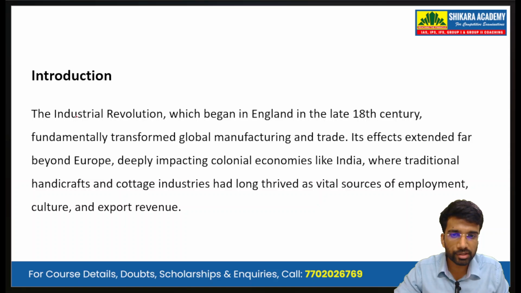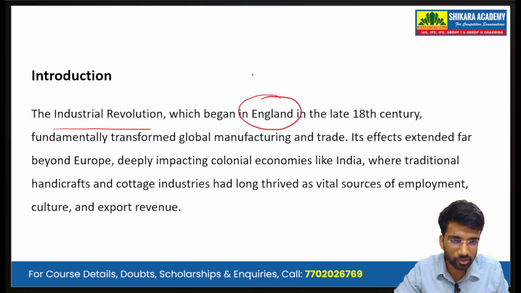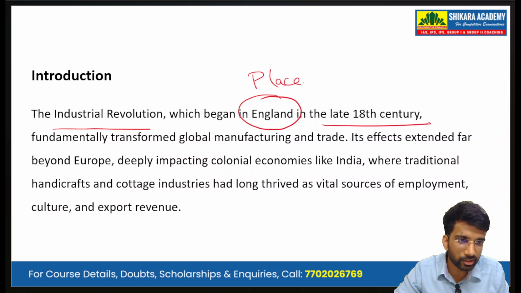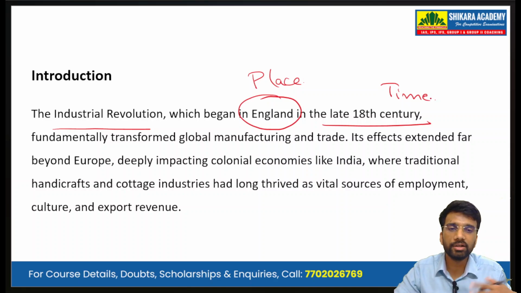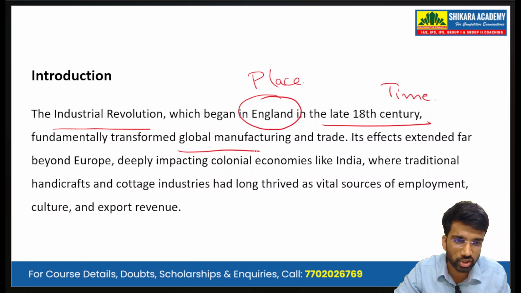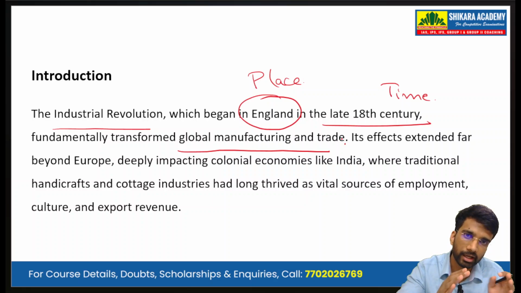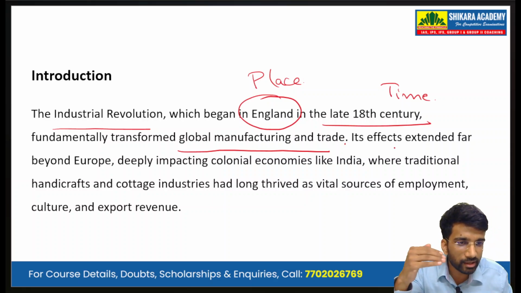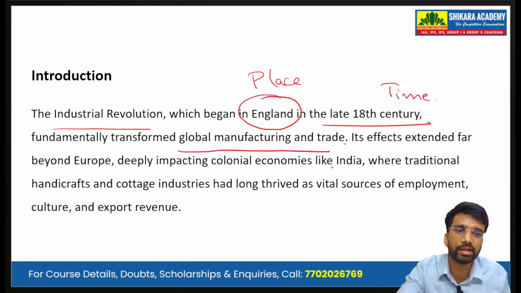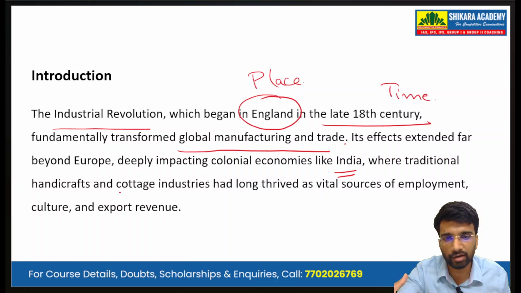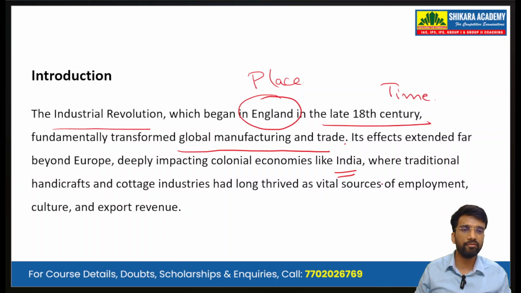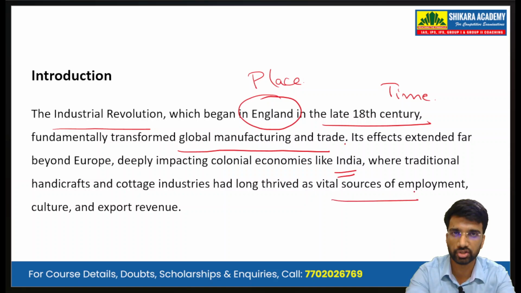Starting with the introduction: the Industrial Revolution, which began in England in the late 18th century, fundamentally transformed global manufacturing and trade. So we have described the Industrial Revolution in this line. Now in the second line, we connect the introduction and the body. Its effects extended far beyond Europe, deeply impacting colonial economies like India, where traditional handicrafts and cottage industries had long thrived as a vital source of employment, culture, and export revenue as well.